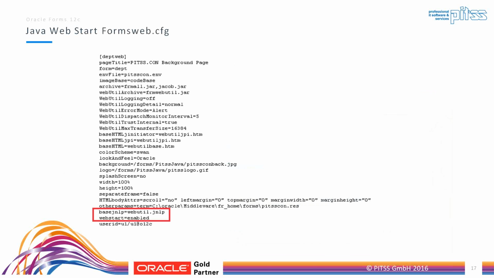So that's all. That's very easy. That is the section of the formsweb.cfg which I used for my call of the demo application. The section looks pretty normal as before. I added only the 2 new parameters. If I were to comment them out, the application would start in the browser. But I have web start enabled. I have the base JNLP, and that's all. So it's really very, very easy to implement the web start option.